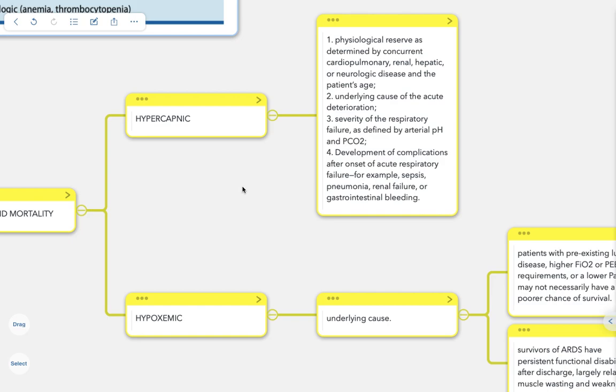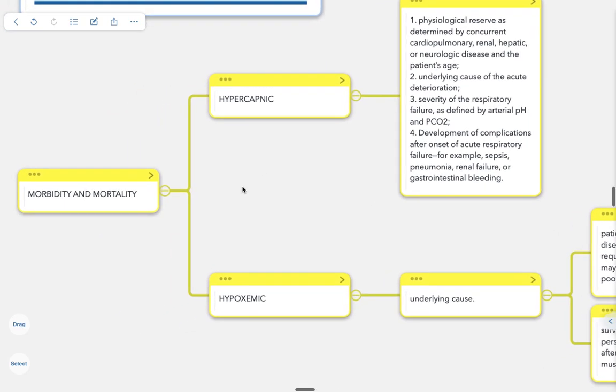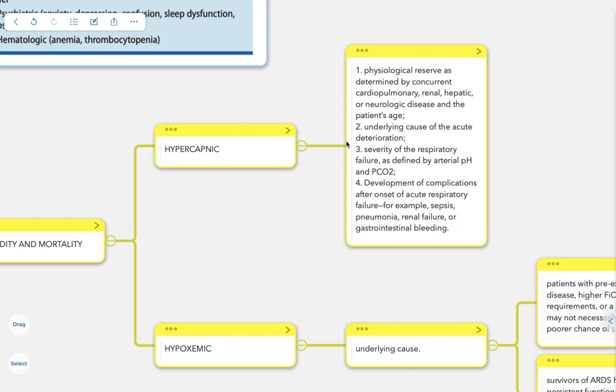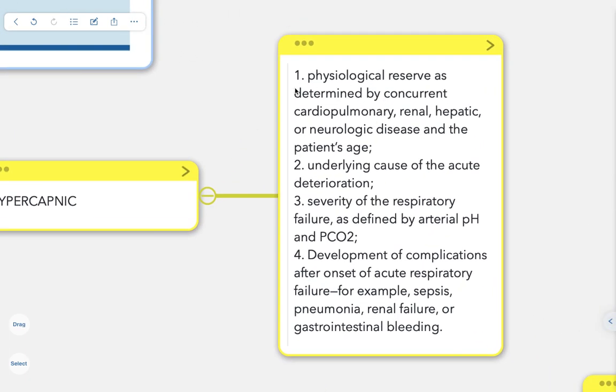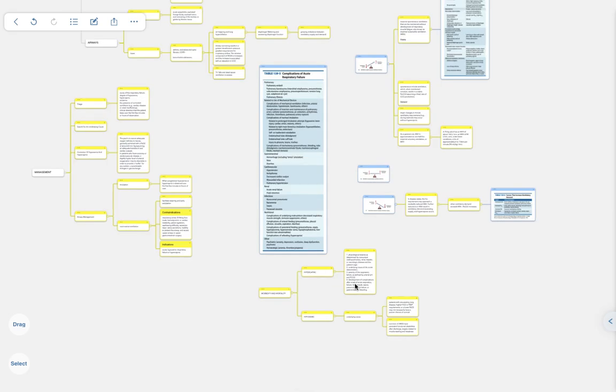Hypercapnic patients have a morbidity and mortality dependent on various points. It could depend on the physiological reserves as determined by concurrent cardiopulmonary, renal, hepatic, or neurological diseases, and obviously the patient's age, underlying cause of the acute deterioration, severity of the respiratory failure as defined by arterial pH and PCO2, and development of complications after onset of acute failure, for example, sepsis, pneumonia, renal failure, or GI bleed.